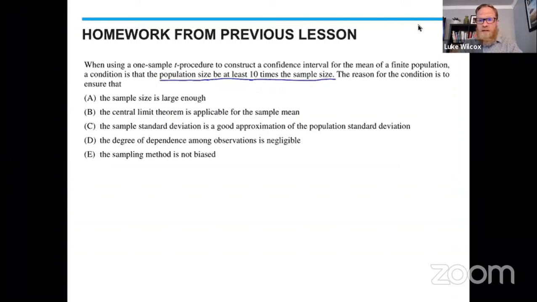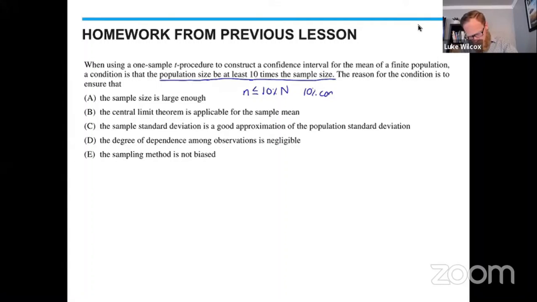Okay, before I even look at the answer choices, I'm going to take this condition and state it in a different way. I'm going to put it in the reverse order. Instead of saying that the population size is at least 10 times the sample size, the other way of saying that is to say that the sample size is less than or equal to 10% of the population size, which is maybe the way that you saw it in your course. So the 10% condition is what we're talking about here.